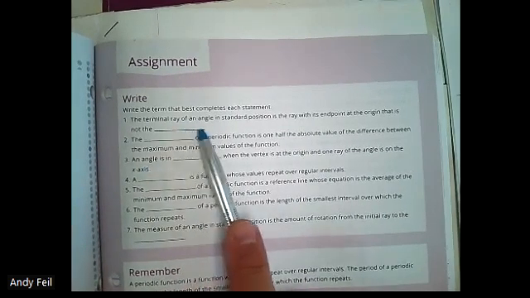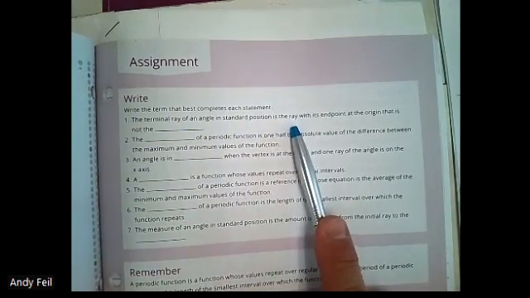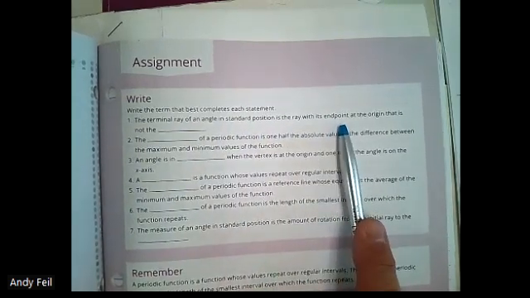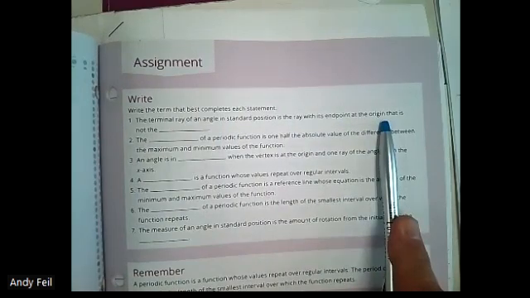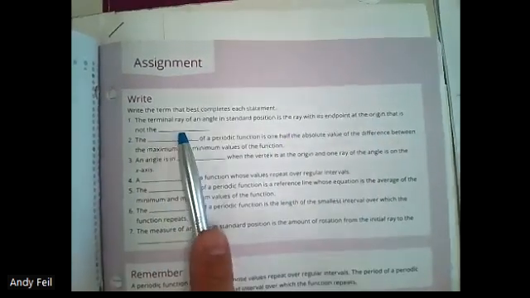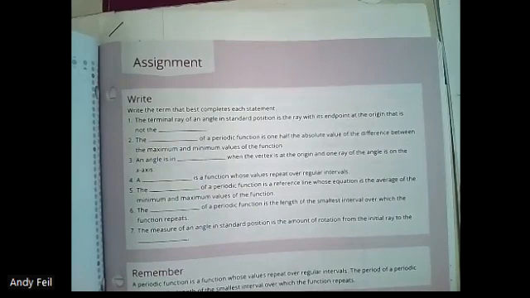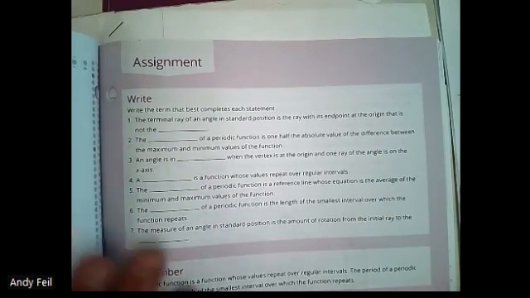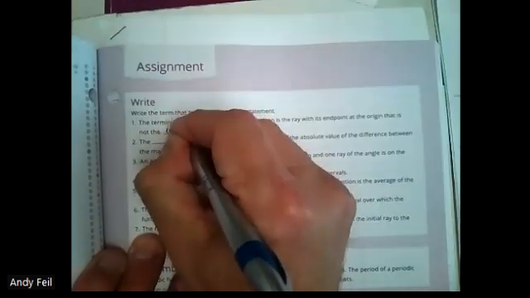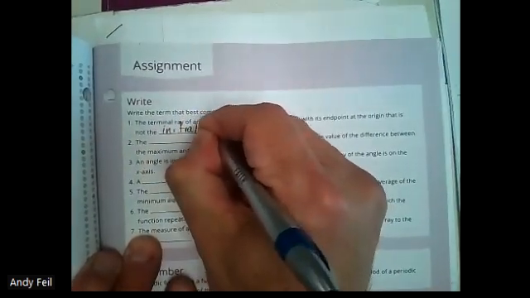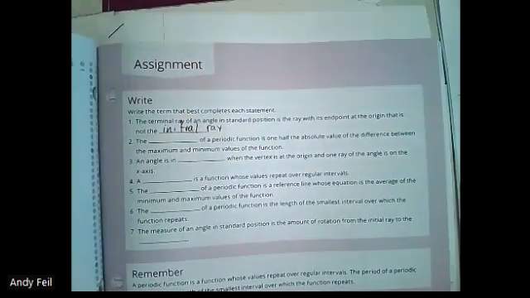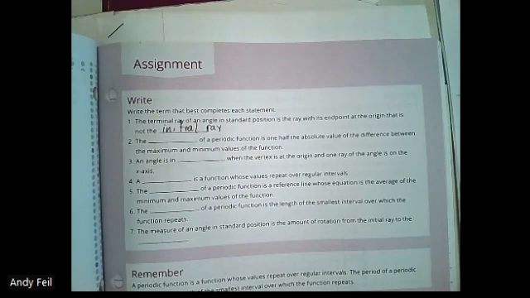The terminal ray of an angle in standard position is the ray with its endpoint at the origin that is not the what? What's the other ray besides the terminal ray? Initial ray, write that down. So the terminal ray and the initial ray are totally different. The initial ray is on the x-axis, goes to 0 degrees. The terminal ray starts at the endpoint of the origin, but it goes somewhere else.